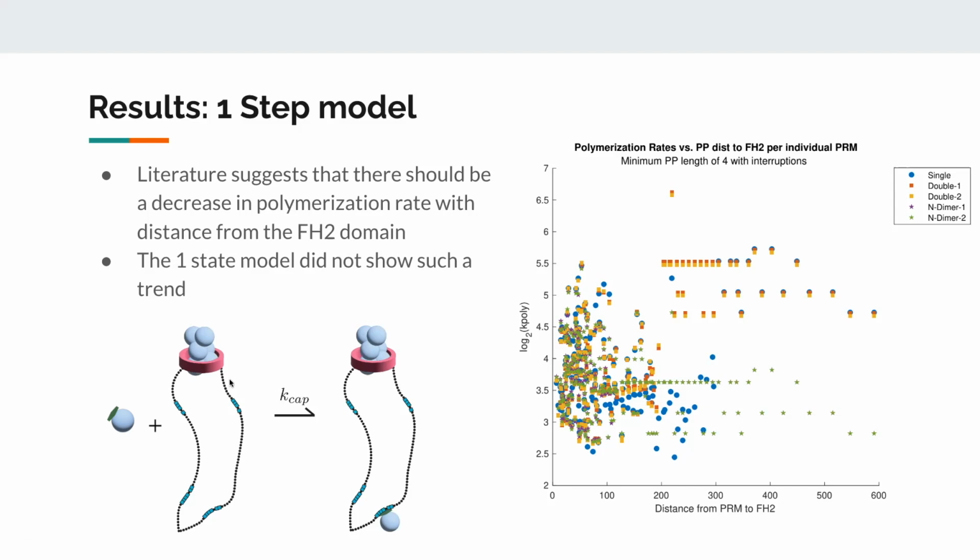But when we use this initial one-step model, that is not what we see. So over here, I have a plot from our simulations. Each dot represents the polymerization rate, or again, just the capture rate here, of an individual PRM. The x-axis is the distance from that PRM to the FH2 domain. The y-axis is the log2 of the polymerization rate. And we would expect to see a trend kind of like this that I'm showing with my mouse, where it decreases as you get farther away from the FH2 domain. But very clearly, that is not what we see. We don't really see any discernible trend.